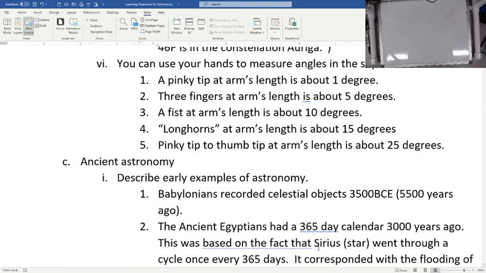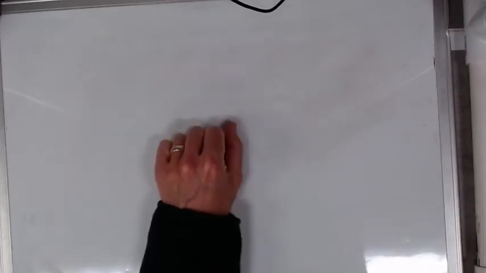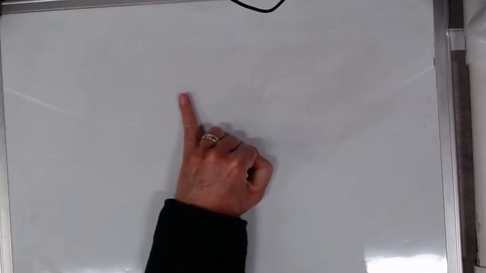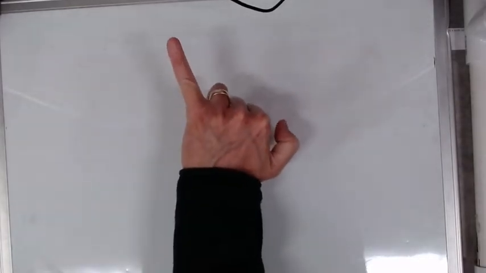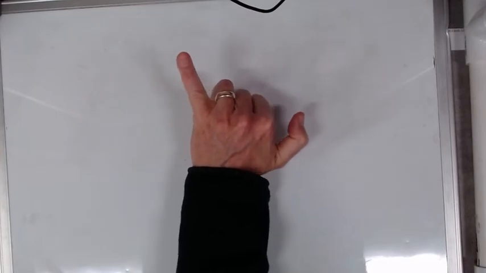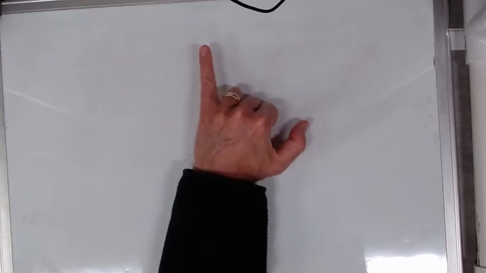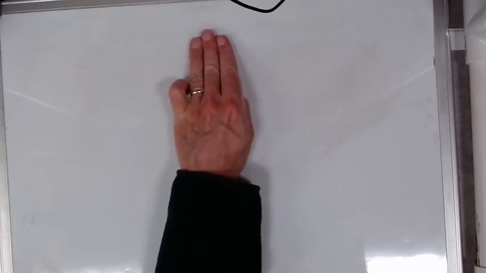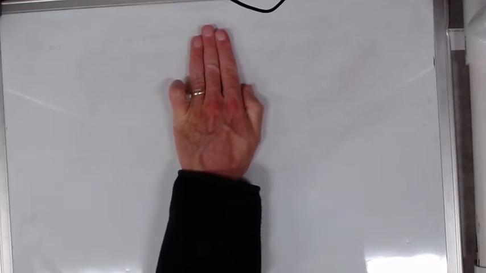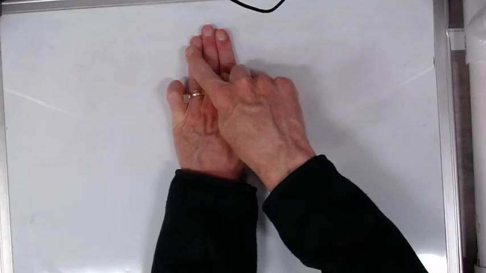I wanted to give one other little tool you can use to measure angles. If you take a pinky and hold it at arm's length, so your arm is completely stretched out, and measure it against something, that pinky tip is about 1 degree wide. If you use 3 fingers, that's about 5 degrees, 3 fingers flat on. So from here to here is about 5 degrees.